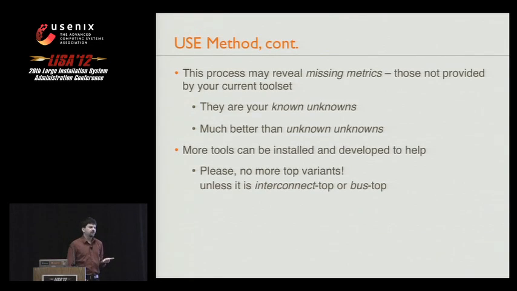The USE method process begins with the questions you actually want answered. It begins with the resources, hardware and software, and then picks 3 metrics to characterize them. It may reveal missing metrics. Metrics you don't have are now your known unknowns. Previously, they were your unknown unknowns. It's much better to have known unknowns. And in performance, there's always a lot of unknown unknowns.